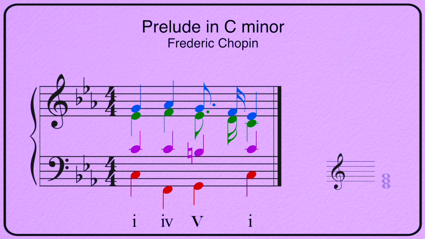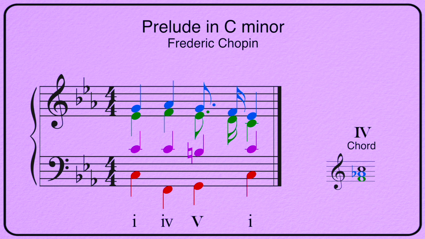We start on the 1 chord, C minor, with the bass and tenor on the root, C, the alto on the 3rd, E flat, and our soprano on the 5th, G. Then we move to a plain old 4 chord, F minor. Our bass jumps down to the root, F. The soprano steps up to the 3rd, A flat, and the alto also steps up and doubles the root, F.